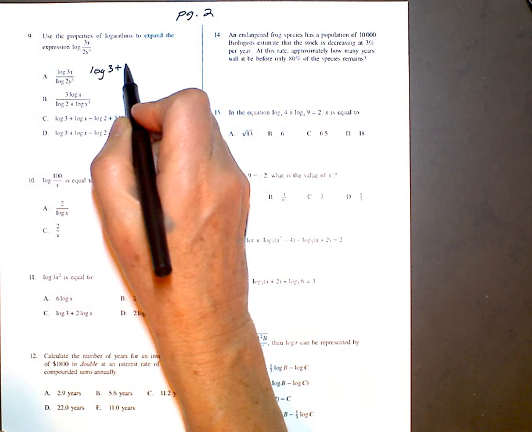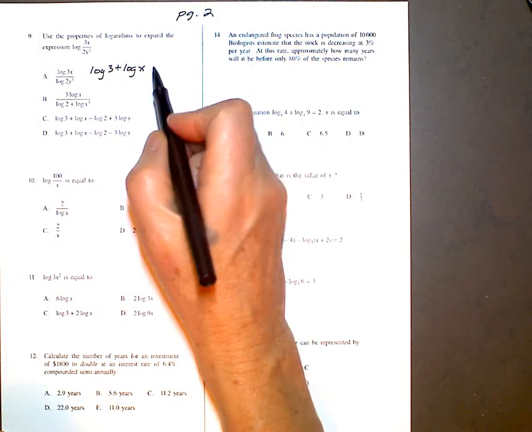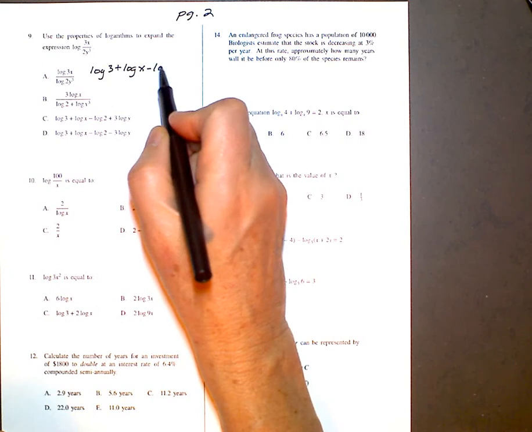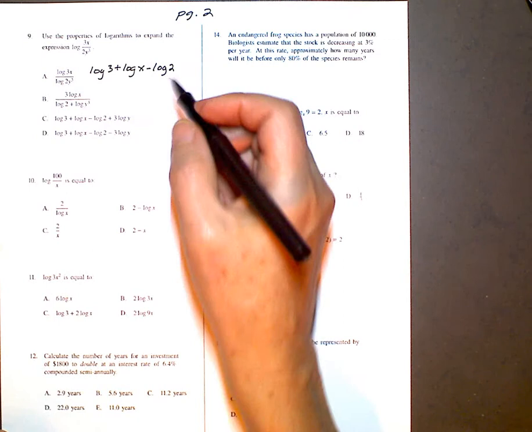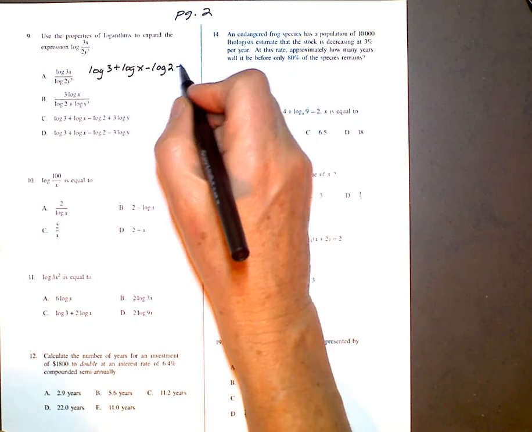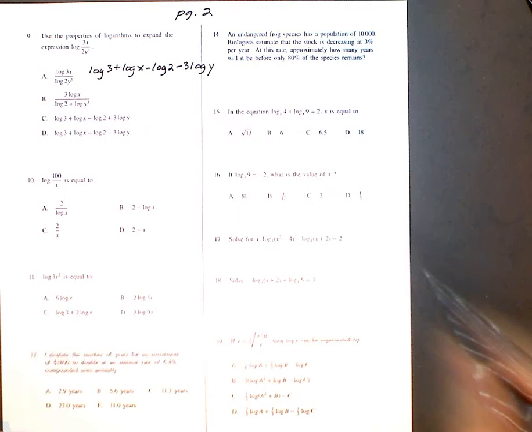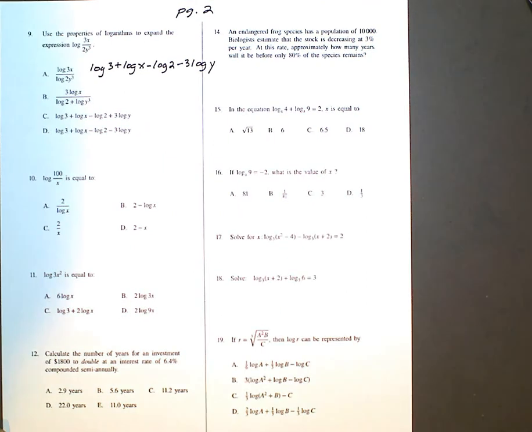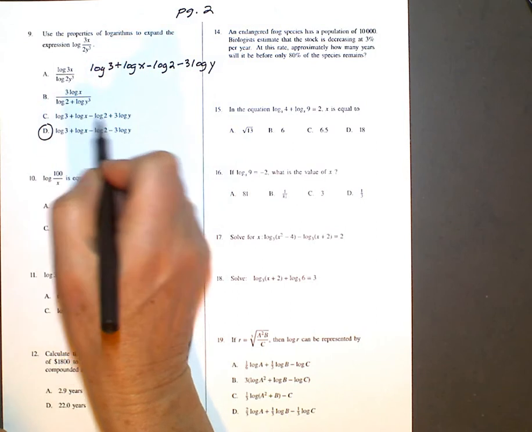the common log of x, subtract the common log of 2, and then subtract the common log of y to the third, so it's going to be minus 3 times the log of y. So that is choice D. You just have to be careful, watch out for signs.